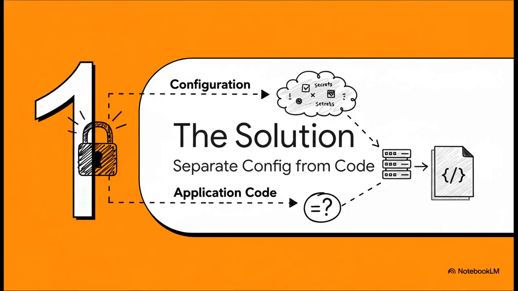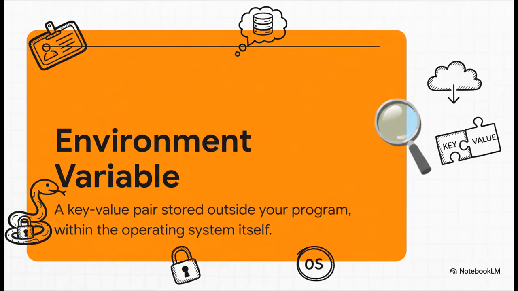So what's the right way to do it? The professional solution, and really the main idea we're going to hammer home today, is this. You have to separate your configuration, your secrets, your settings, from your actual code. The code itself should be generic, and the configuration should be specific to the environment it's running in. And the tool we use for this job is the humble environment variable.